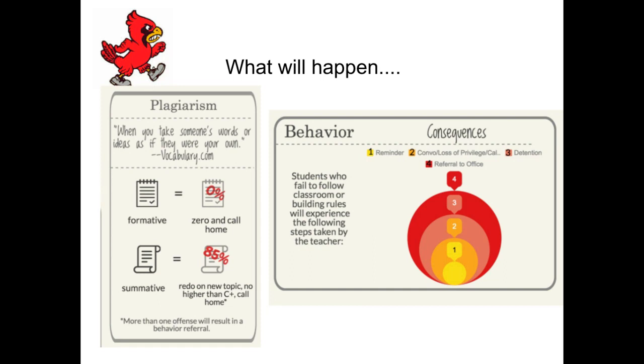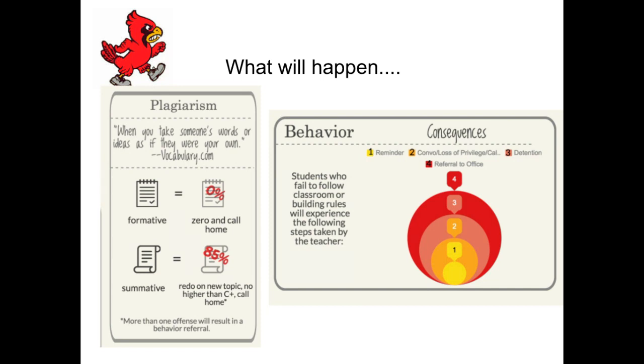All right. If it's a formative, we're just going to give you a 0. All right. We'll give your parents a call home. If it's a summative, you'll have to redo it on a new topic. You get a call home and you'll get no higher than an 85%. All right. More than one offense will result in a behavior referral. So a big problem in 8th grade is plagiarism. Kids are trying to earn those points. So you're not allowed to steal other people's ideas as if they were your own.